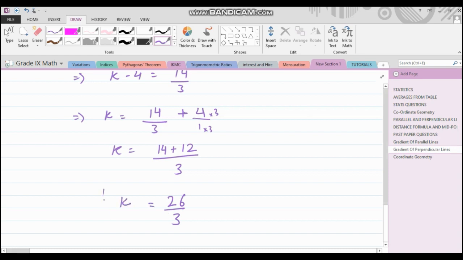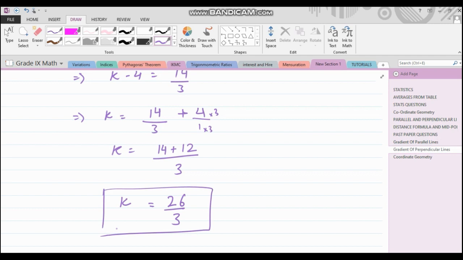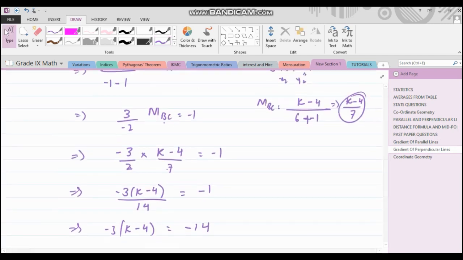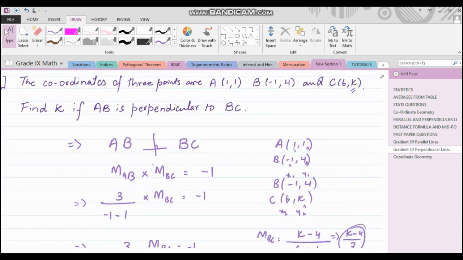So there you have it, K's value is equivalent to 26 by 3. I could divide it as well and get the answer as a mixed number. If you want that, you could do it also. So K is equal to 26 over 3. That's how you can use the concept of perpendicular lines in order to solve your questions.